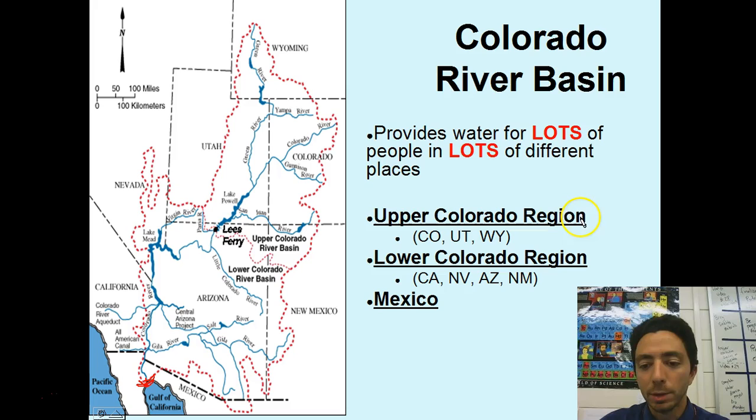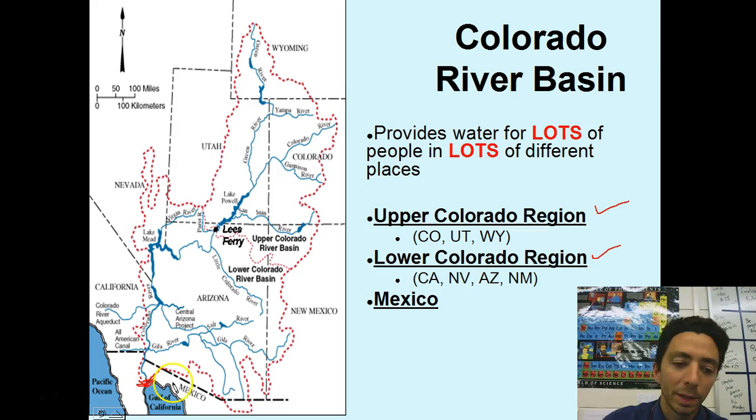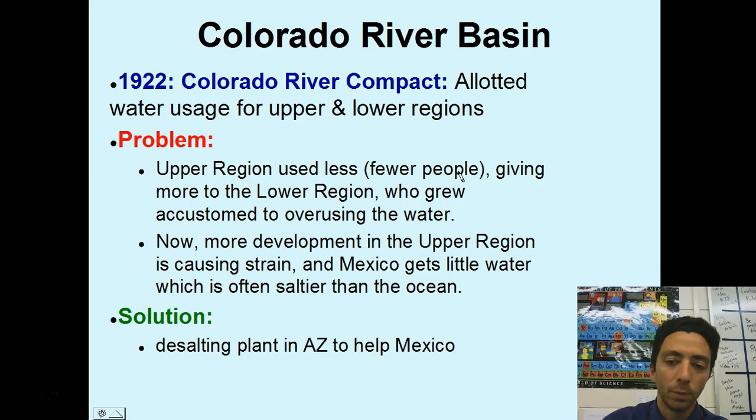There are two regions to this, and so you have an upper region and a lower region, and this is kind of a big fight over who owns the water, because there's a lot of people that live in this area. There's not a lot of water out in the Southwest, and so we need to figure out a way to divide it up.